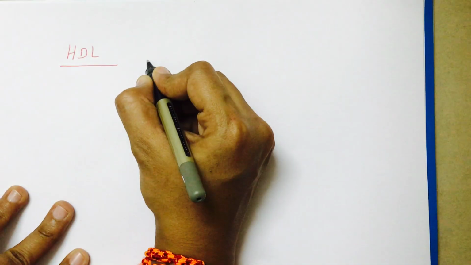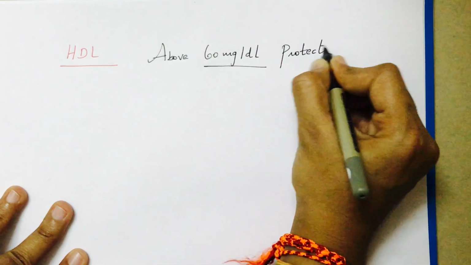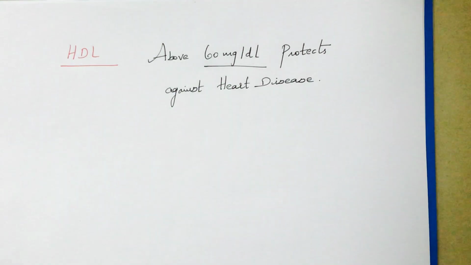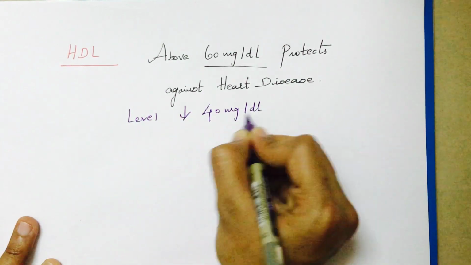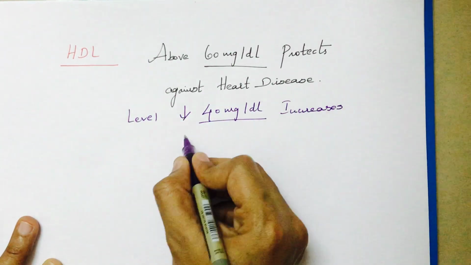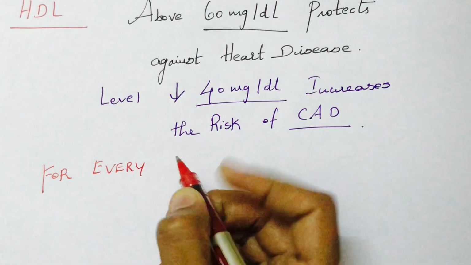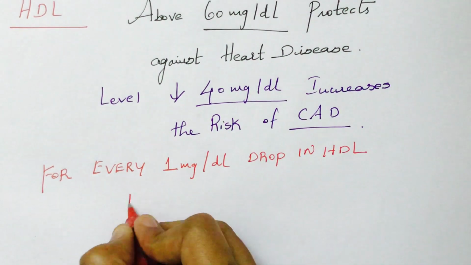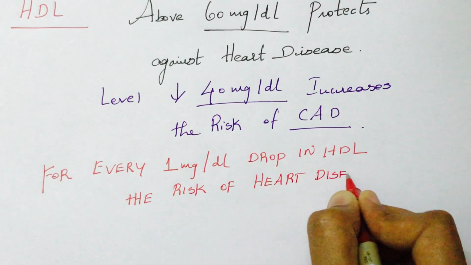And what is the normal level of HDL? HDL above 60 mg per dl protects against heart disease, and a level below 40 mg per dl increases the risk of coronary artery disease. For every 1 mg per dl drop in HDL, the risk of heart disease rises by 3%.